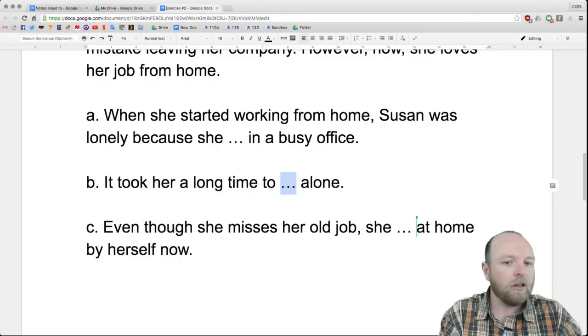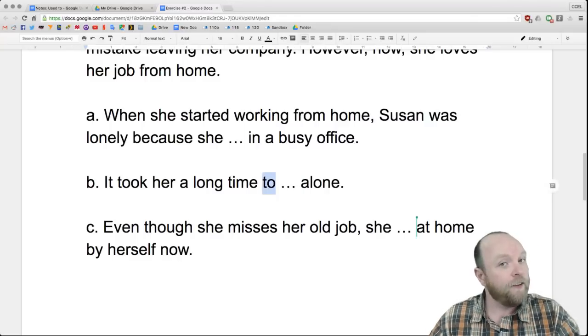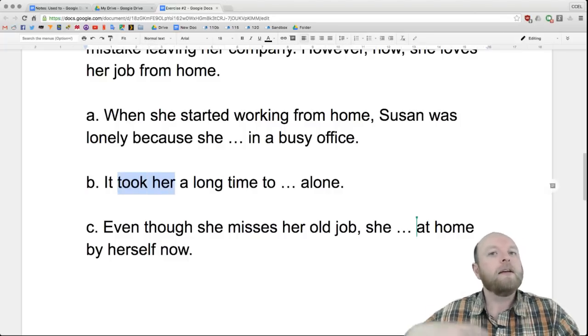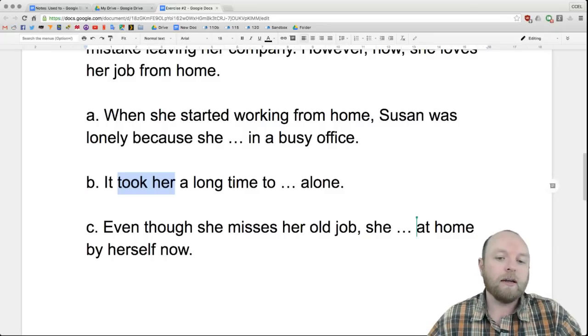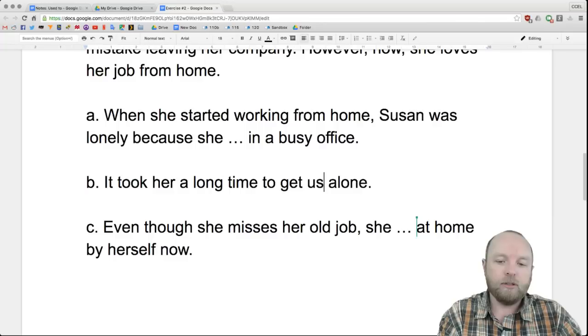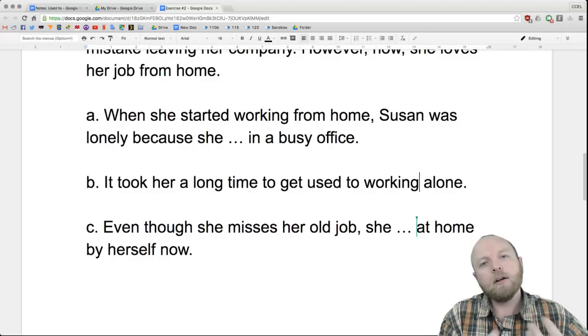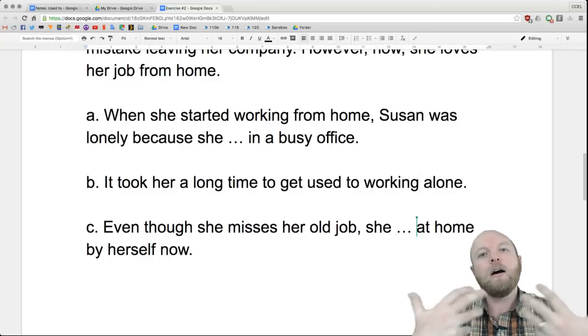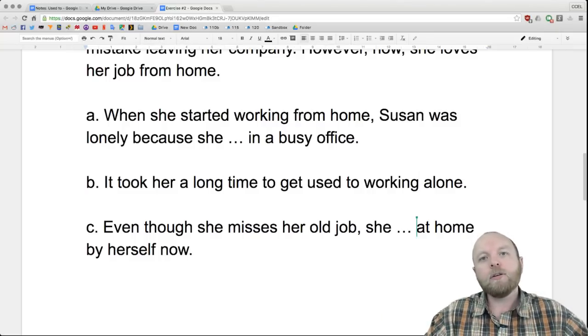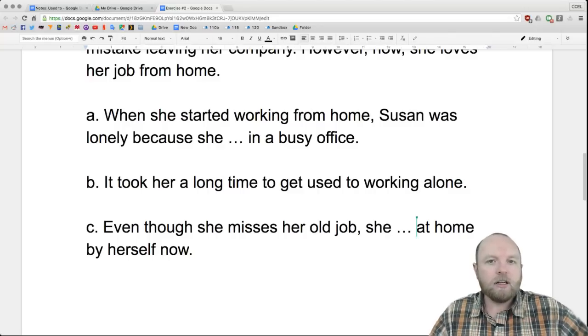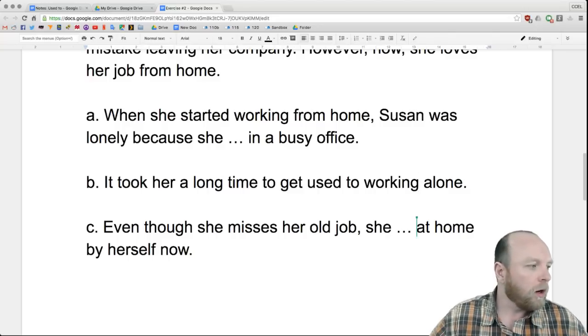B, it took a long time for her. This is infinitive to. This is a very popular phrase in English. Take somebody time to do something, to get used to working alone. It took her a long time to become comfortable. It took her a long time to start to feel comfortable working alone.